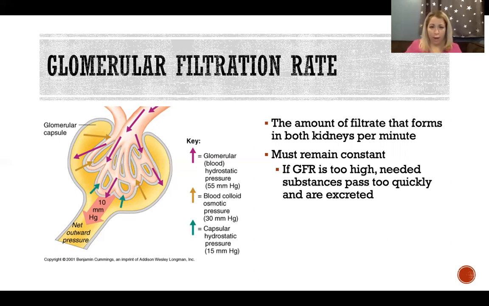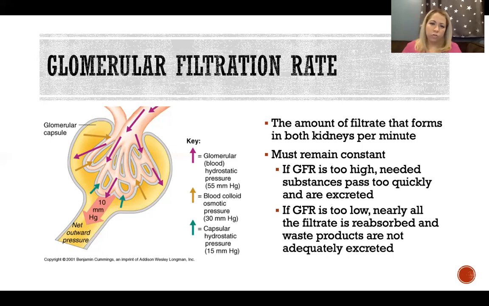So if GFR is too high, that will cause larger volumes of urine to be formed, when really the body might want to retain that water, but instead we're losing it because there isn't enough time in the tubules for it to be reabsorbed. If the GFR is too low, so it's happening too slowly, then unfortunately we're reabsorbing too much of the filtrate. So things that we want to get rid of, they're sitting there so long that we end up reabsorbing them. So we're not excreting the waste adequately that we're trying to get rid of.